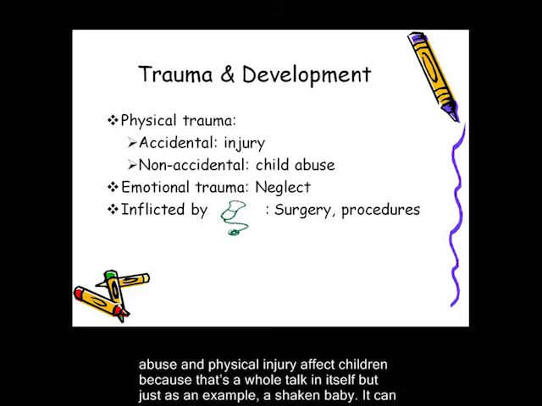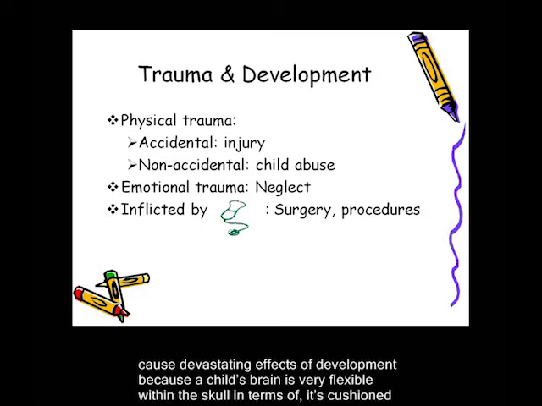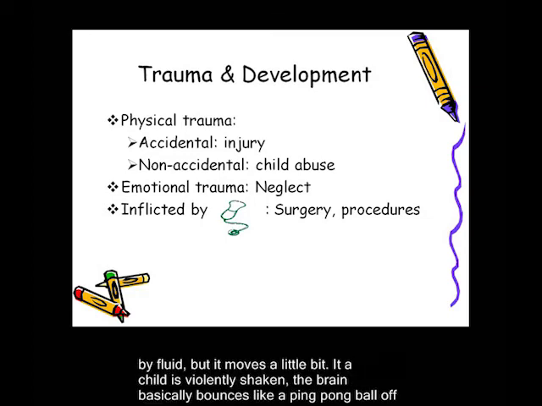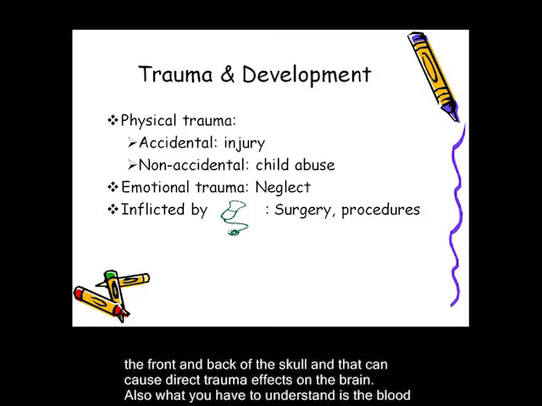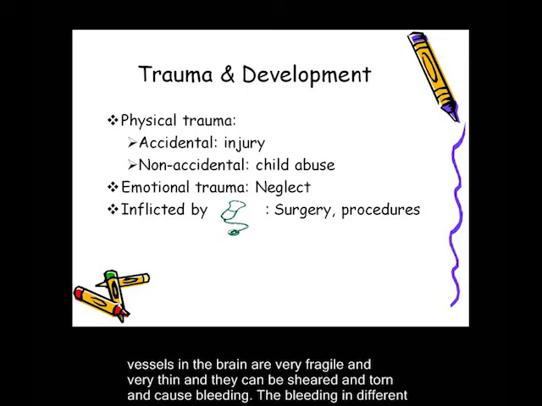But just as an example, a shaken baby can have devastating effects on development, because a child's brain is very flexible within the skull, in terms of it's cushioned by fluid, and it moves a little bit. If a child is violently shaken, the brain basically bounces like a ping pong ball off the front and back of the skull, and that can cause direct trauma effects on the brain. But also, the other thing you have to understand, the blood vessels in the brain are very fragile and very thin, and they can be sheared and torn and cause bleeding.